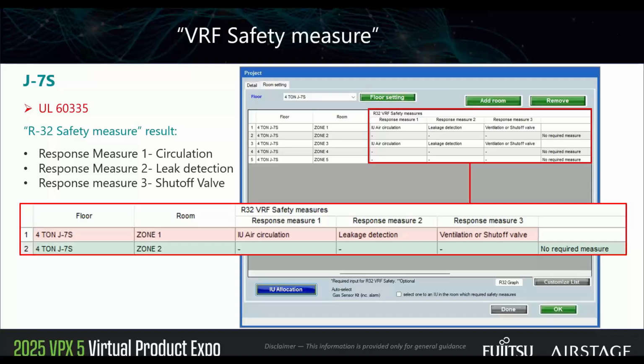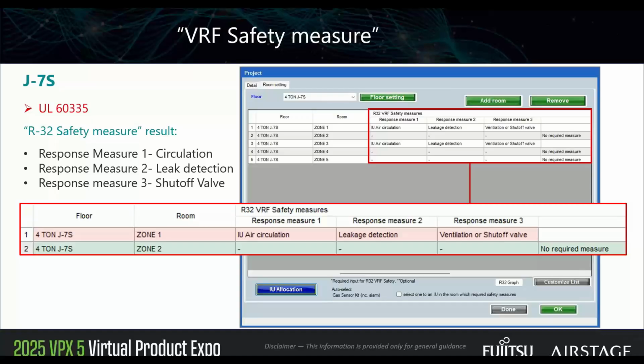I go through step-by-step measures in VPX3. We have a recording of that if you wish. But just a quick summary here: you see on the inset, in this case, we have a 4-ton J7S system where it shows that zone 1 is not compliant. In other words, the effective dispersal volume is too small.